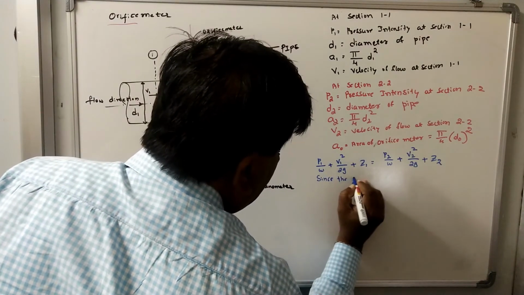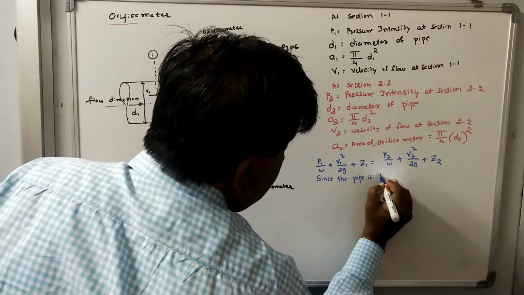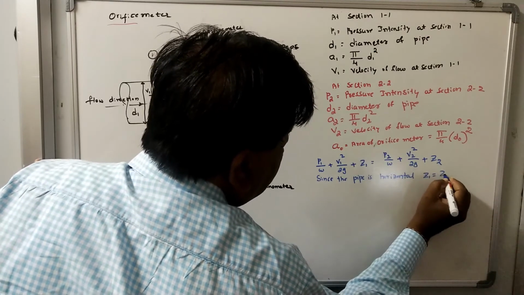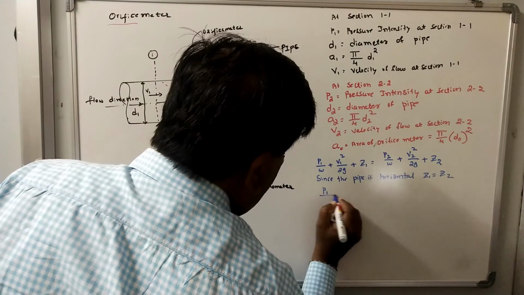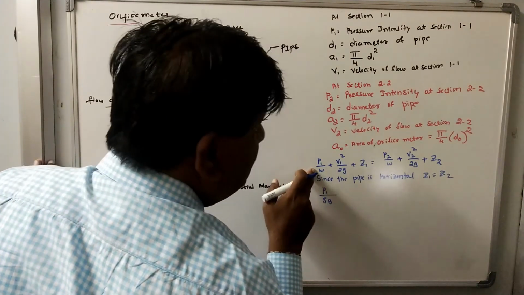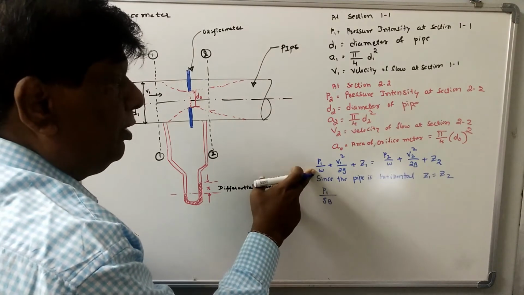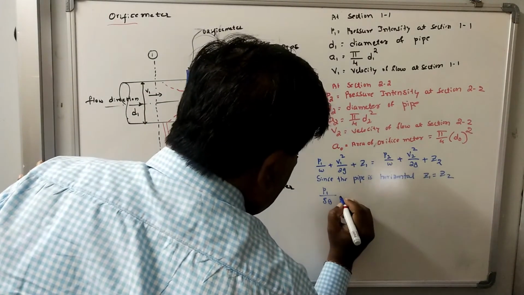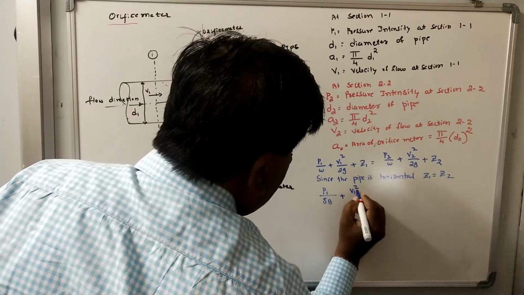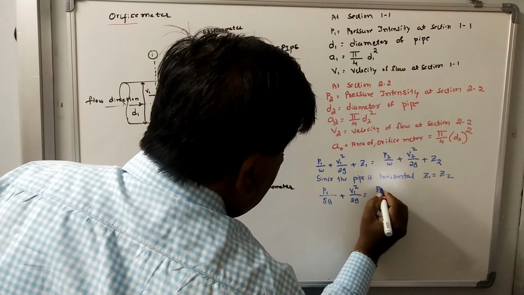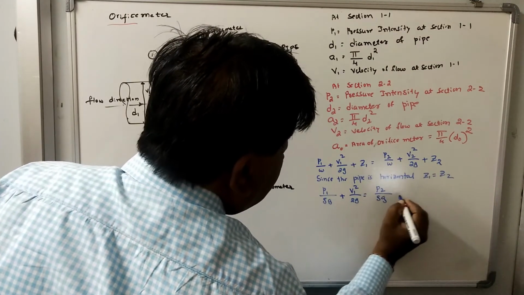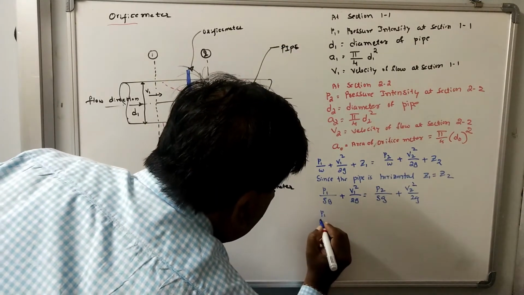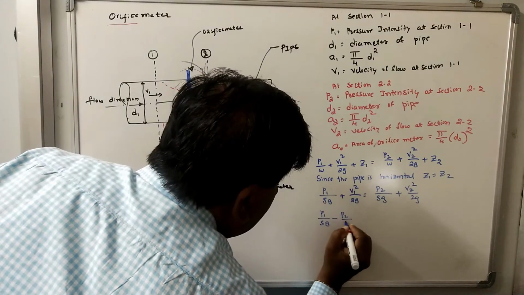Since the pipe is horizontal, Z1 is equal to Z2. So it is P1 by rho G plus V1 square by 2G, because W is the unit weight of water, so W is equal to the mass density of water multiplied by the acceleration due to gravity. This is equal to P2 divided by rho G plus V2 square by 2G, or it is P1 by rho G minus P2 by rho G.